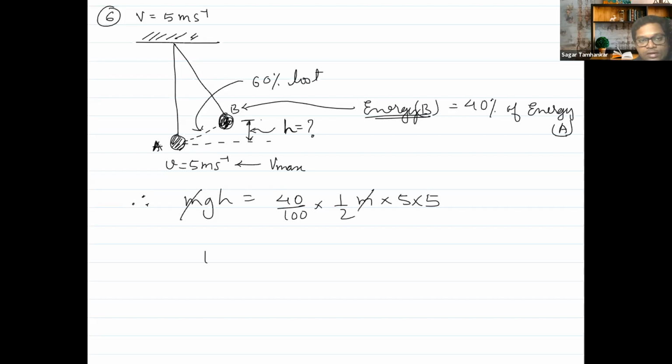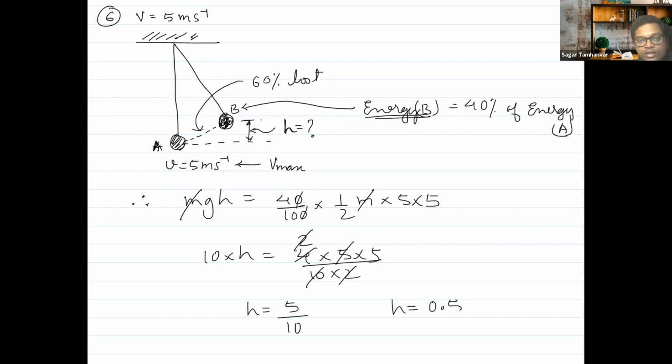M gets cancelled, 10 into h, here 1 0 also gets cancelled. So 4 into 5 into 5, and this is 10 into 2. 2 ones are, 2 twos are, 2 fives are 10. So you are left with only 1 5. This 10 goes down. So the height is 0.5 meters. Any question?